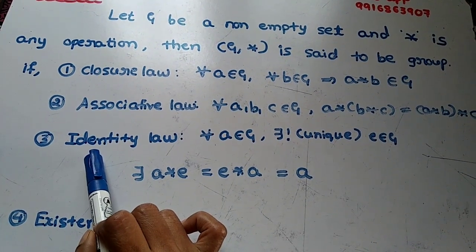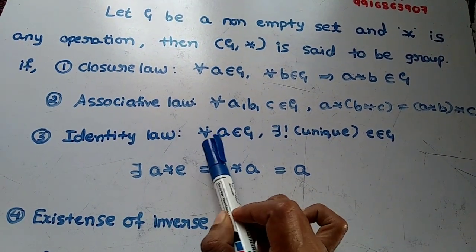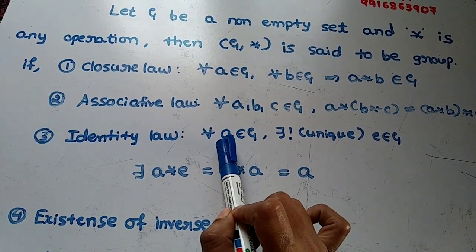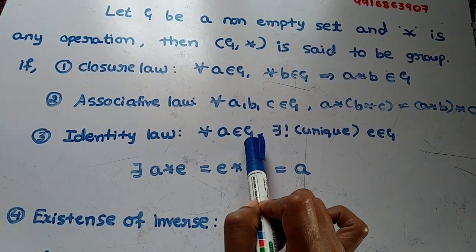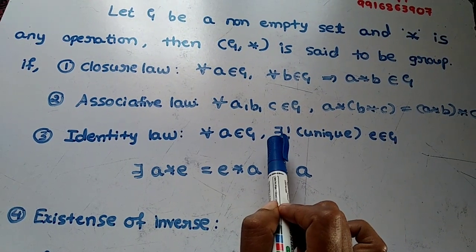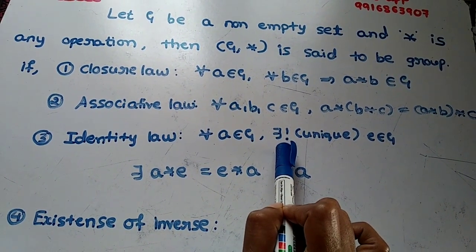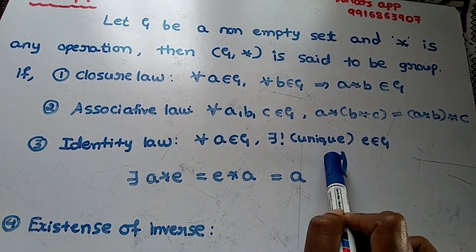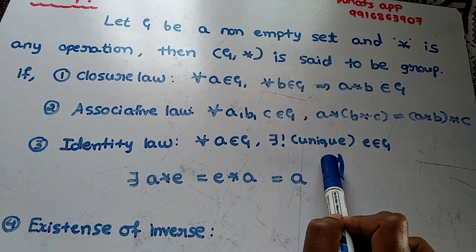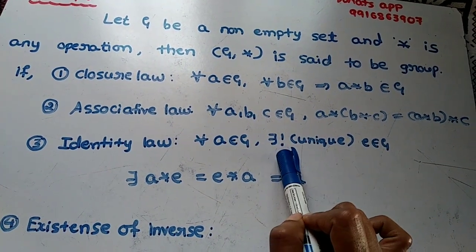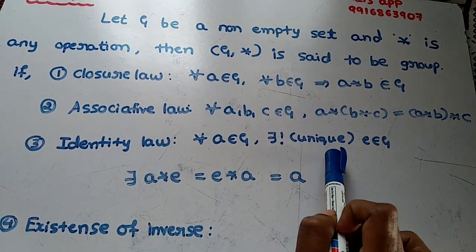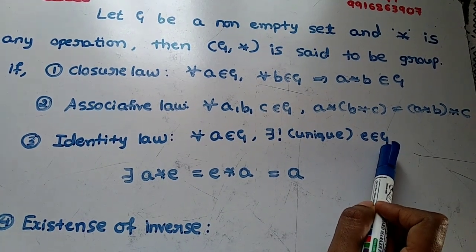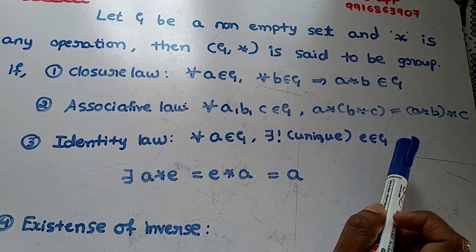Next is the identity law. Identity law means: for all a belongs to G, where a is our element, it should belong to our given non-empty set, and then there exists a unique identity element. Here we will get only one identity element. There are no different identity elements in our group. That identity element also belongs to our group, our non-empty set.